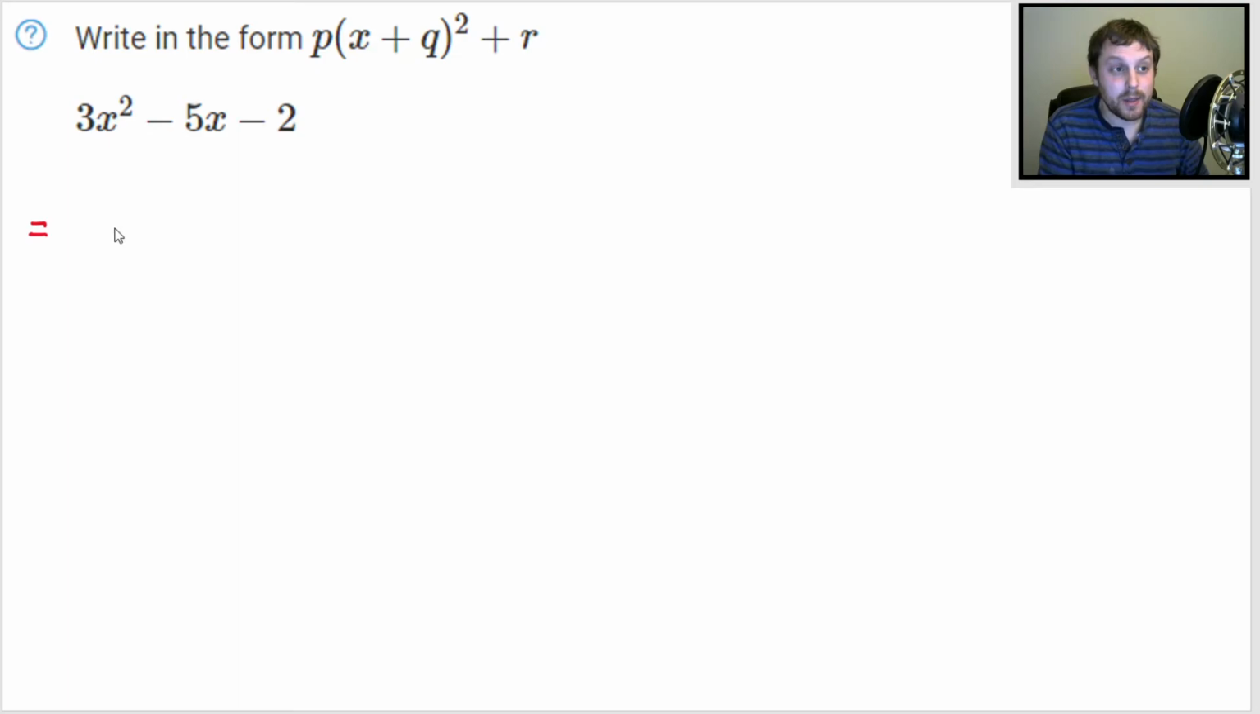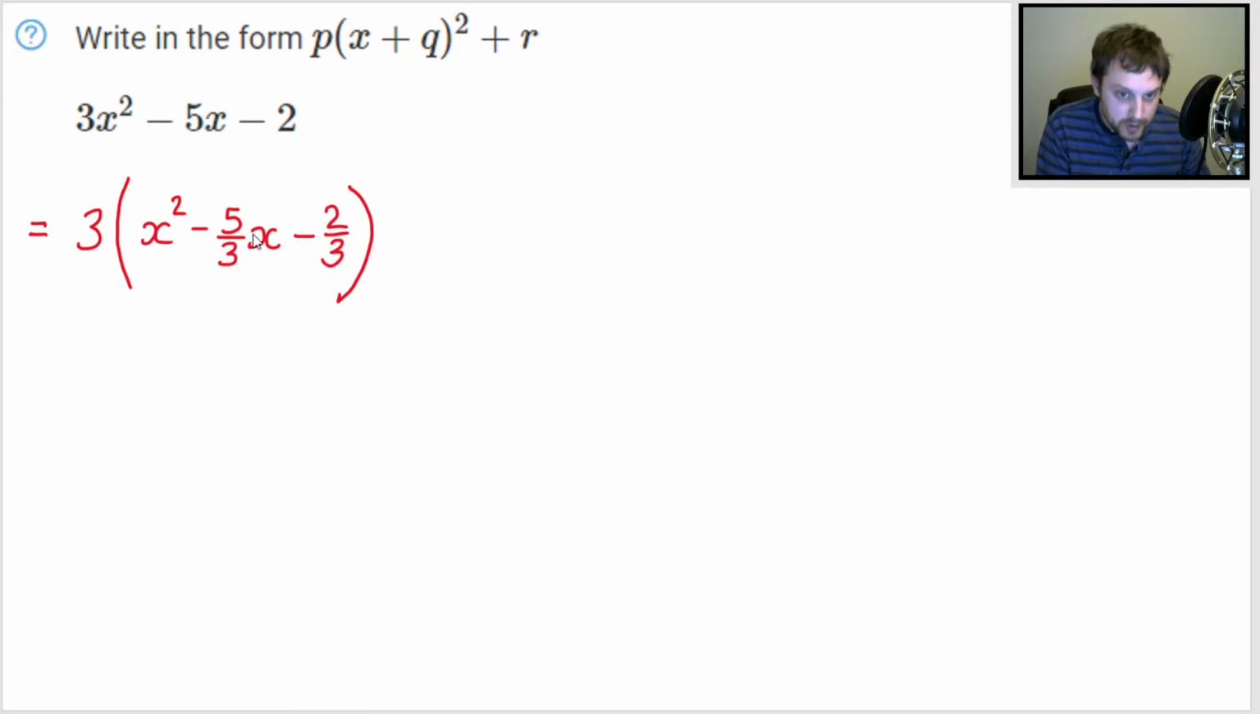Equals. Take a 3 out. So 3, big bracket. X squared minus. Now, do you remember what we were saying? We'd have to divide everything by 3. Well, we can do that even with 5. It's actually not that bad. You write 5/3. And then we can also do it with 2. We can just write 2/3. And of course it was minus 5x, so it's minus 5/3 x, and it was minus 2, so it's minus 2/3.